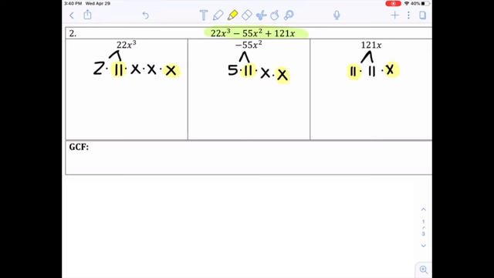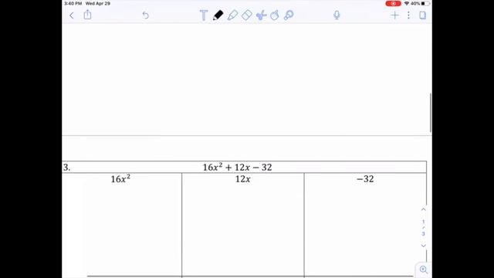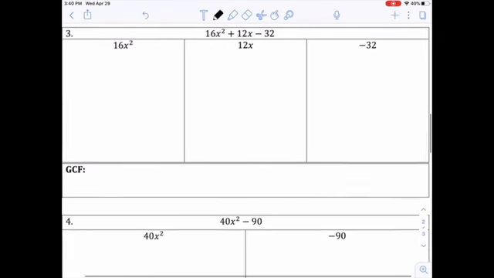So therefore, our GCF would be 11x. Great job. All right. Let's move on to the next one, number 3.